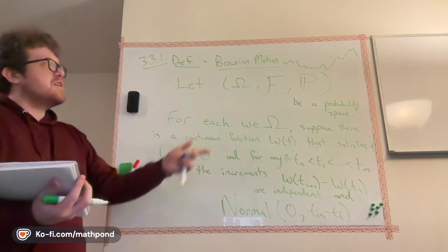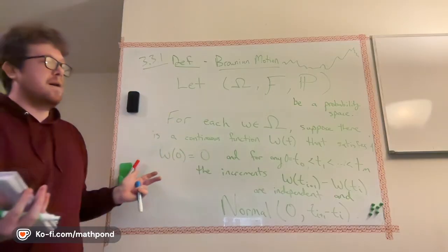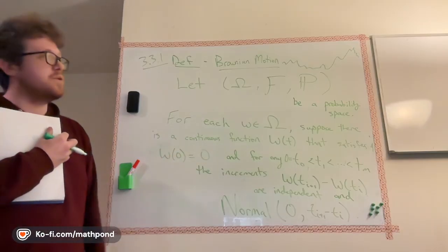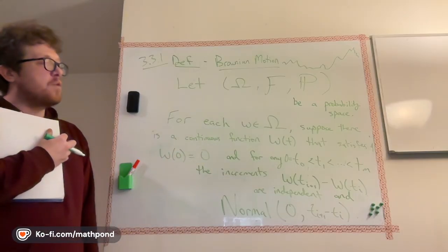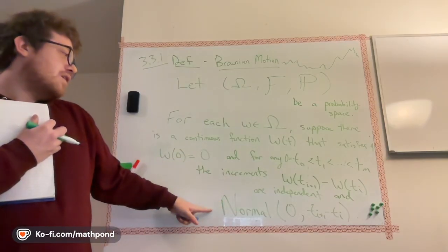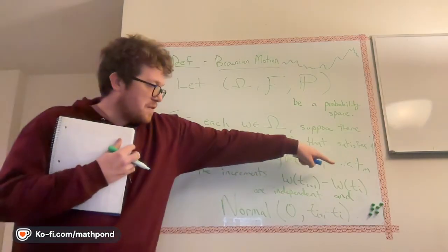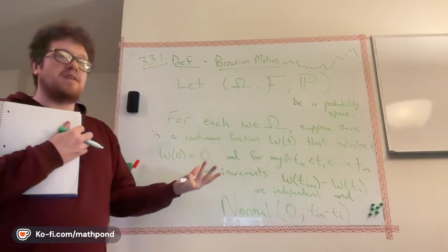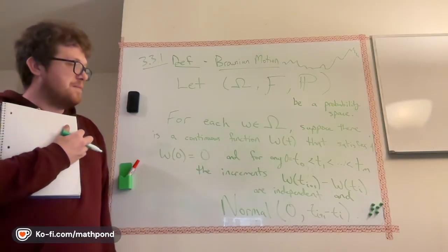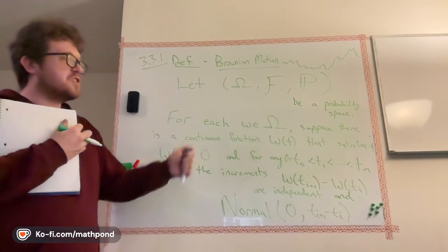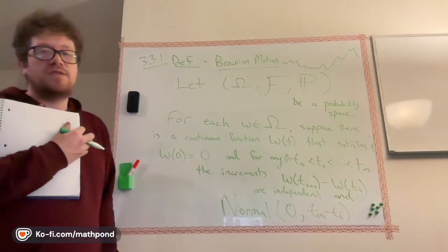So there's a way to extend this to more dimensions. The only difference is that instead of this difference being normally distributed in the one variable case, it'll be a multivariable normal distribution, right? So the increment changes will be normally distributed, but in the multivariable sense.